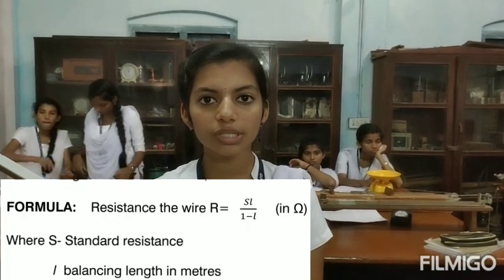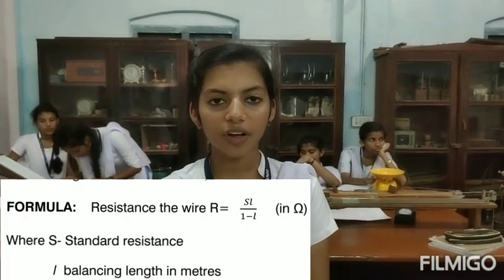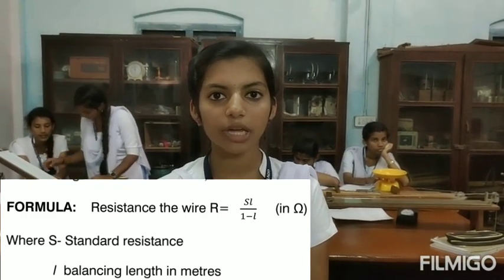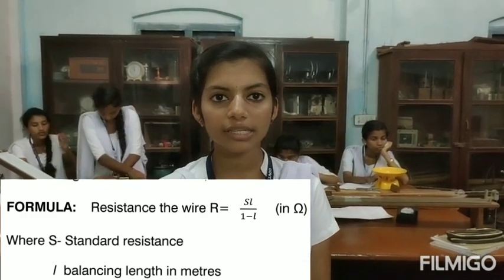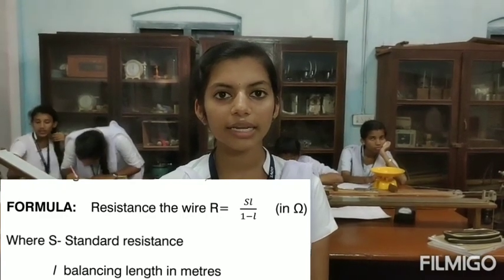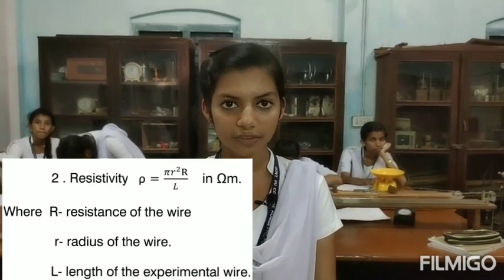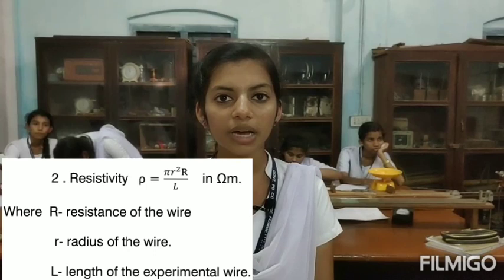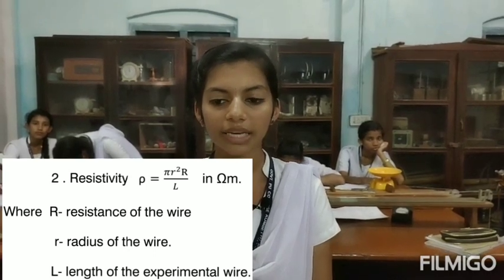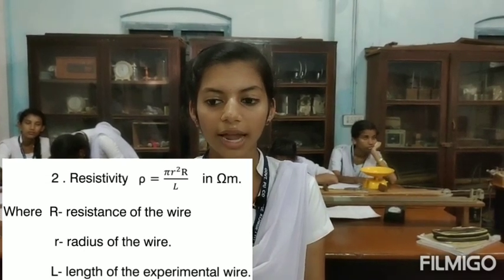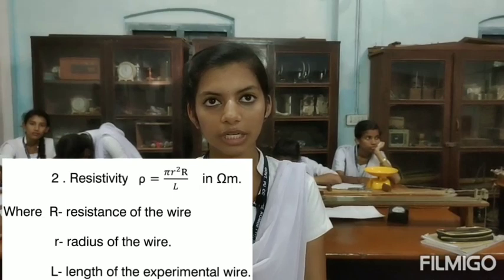The formulas used in this experiment are, to find the resistance of the wire, R is equal to SL divided by 1 minus L, where S is the standard resistance and L is the balancing length of the wire in meters. And the second formula, to find the resistivity, rho is equal to pi r square R divided by capital L, where R is the resistance of the wire, small r is the radius of the wire, and capital L is the length of the experimental wire.